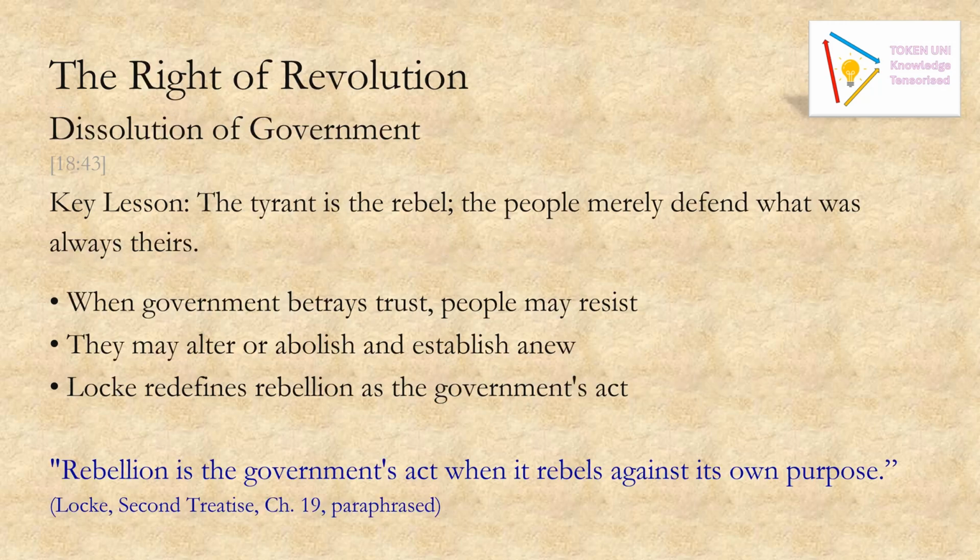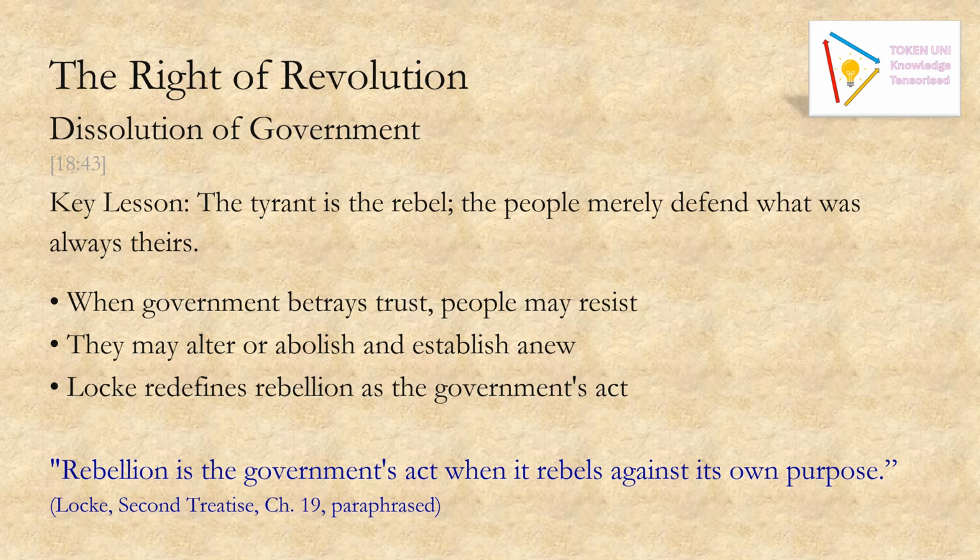The right of revolution. Here is the most radical part of Locke's theory and the part most relevant to his political context. In chapter 19 of the Second Treatise, titled Of the Dissolution of Government, Locke makes his case. When government betrays its trust, when it uses power arbitrarily, attacks the people's rights, makes itself tyrannical, the people may resist. They may alter or abolish the government and establish a new one. This is not rebellion, but the lawful exercise of a power that never left them.